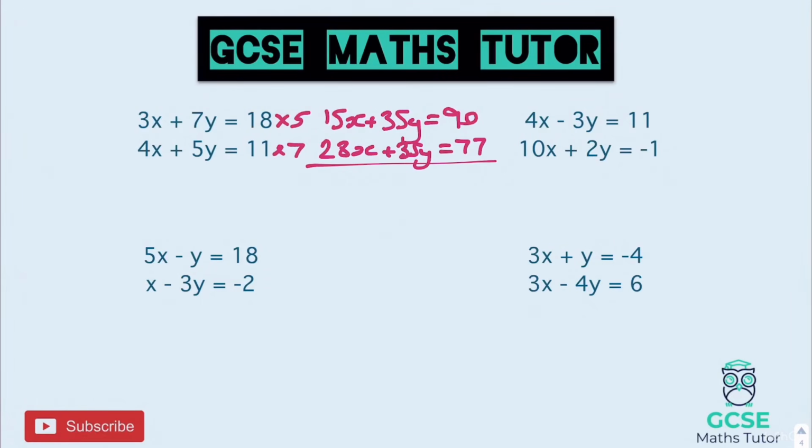Same signs we're going to subtract. So it's up to you which one you do here. We don't get the nicest of numbers, but 28 I'm going to do on the bottom. Take away 15x is 13x, and 77 take away 90 is negative 13. Divide both sides by 13 and we get x equals negative 1. So there's our first solution.